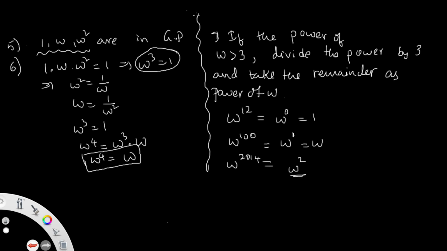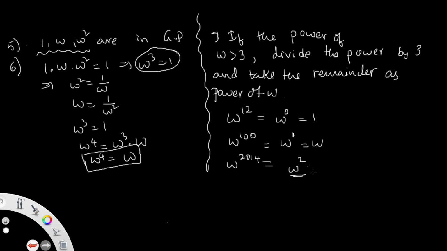So the shortcut formula is: if the power of omega is greater than 3, then divide the power by 3 and take the remainder as the power of omega. That's why omega power 12 equals omega power 0, and omega power 100 equals omega power 1, since the remainder is 1, that is omega. And for the bigger number 2014, divide by 3, the remainder is 2, and that's why this total value becomes omega square.